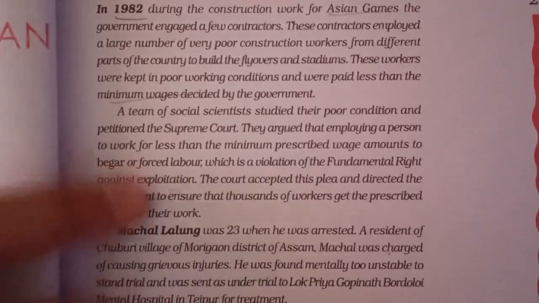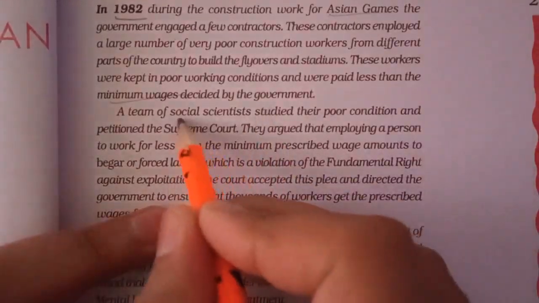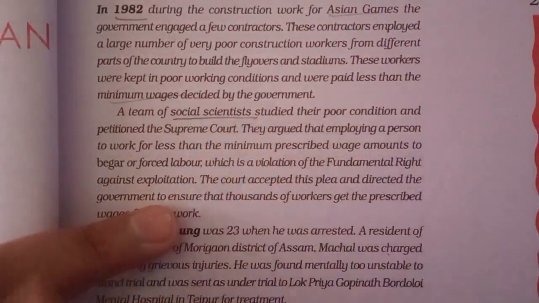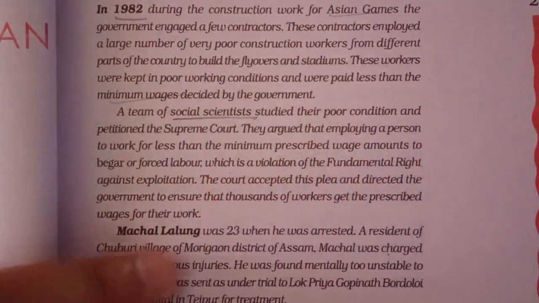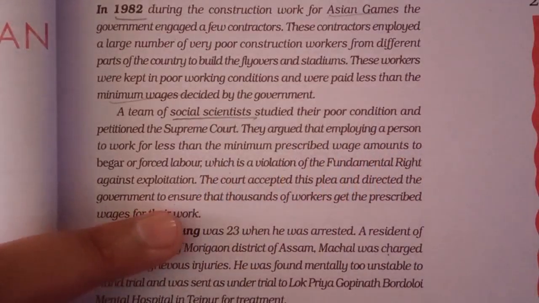But there is a team of social scientists, social activists who work for society. These people studied their poor conditions in the petitions. They saw what was wrong, and how these laborers were working in poor conditions on very low wages, below what was set by the government.